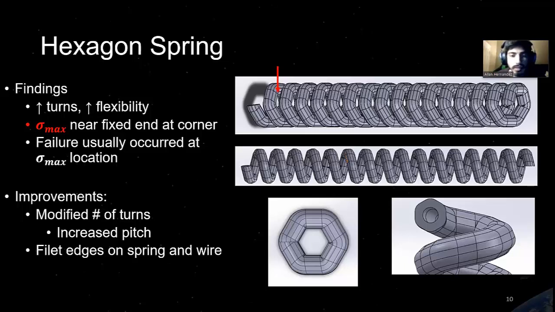And because of the hexagonal shape of the spring and the wire, they both had to be filleted, which resulted in a decrease of the stresses. But overall, the design was kind of limited because of the hexagonal shape. The hexagonal shape would result in higher stresses, but it was studied just as another design. Now I'm passing it on to Chris.